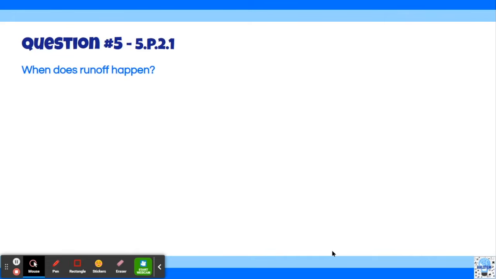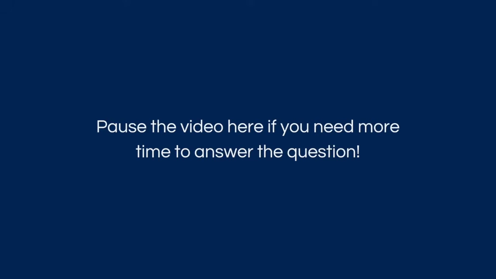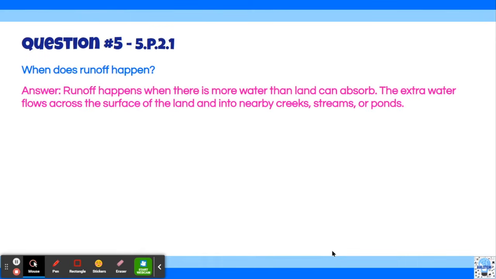Moving on to question number 5. When does runoff happen? Runoff happens when there is more water than land can absorb. The extra water flows across the surface of the land and into nearby creeks, streams, or ponds.